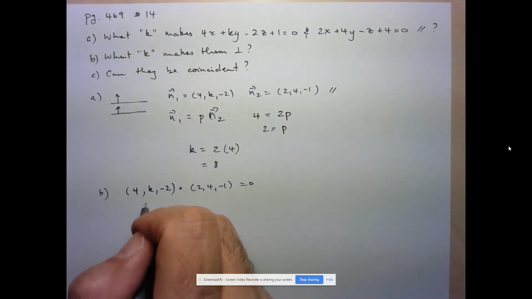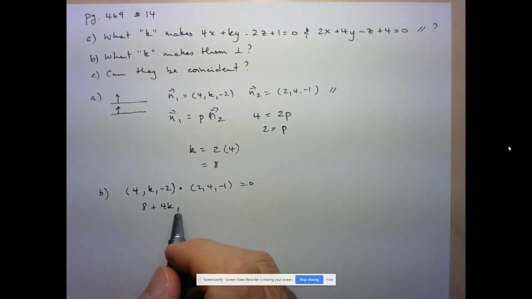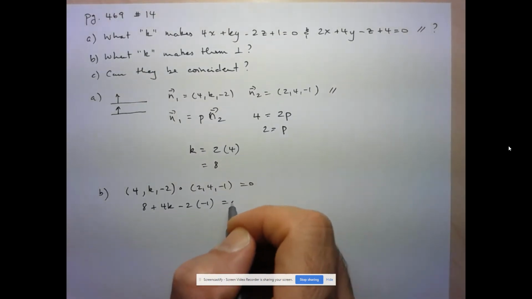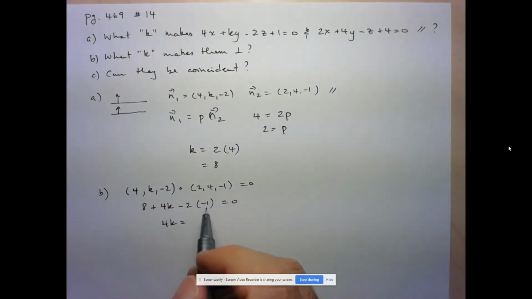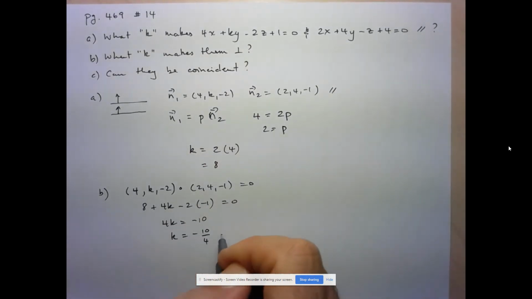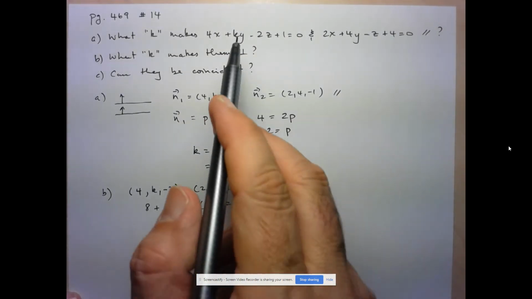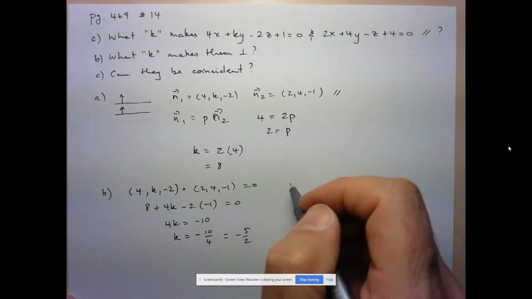We get 4 times 2 is 8, plus k times 4, so plus 4k, and then minus 2 times negative 1 equals 0. So 4k is equal to, here we have 8 plus 2 is 10, so bring that to the other side, negative 10. So k is going to be equal to negative 10 over 4, or negative 5 halves. Again, only one solution: when k is negative 5 over 2, the two normal vectors will be perpendicular, hence the planes will be perpendicular. All right, so let's finish off with C.